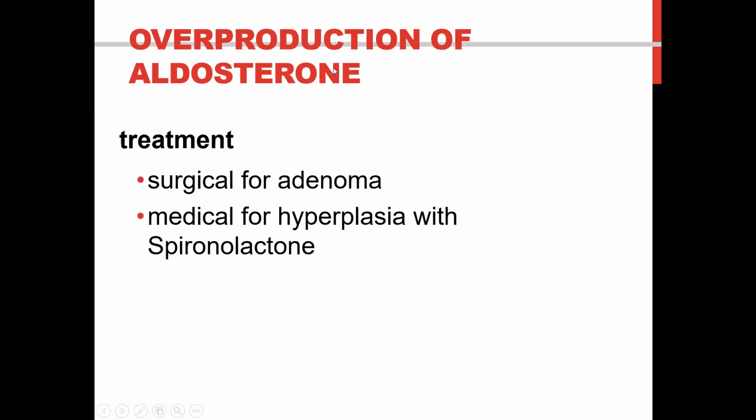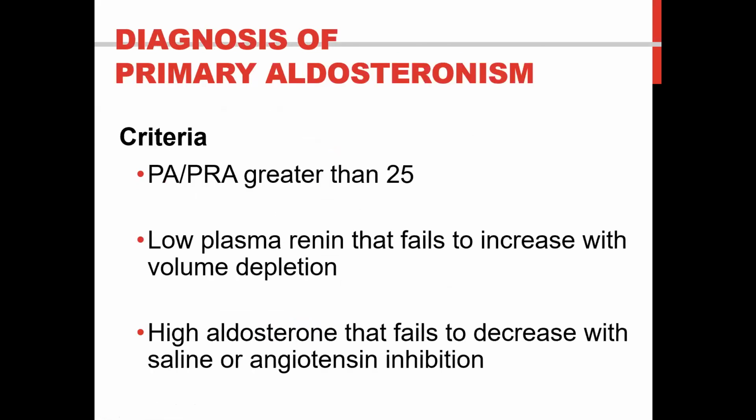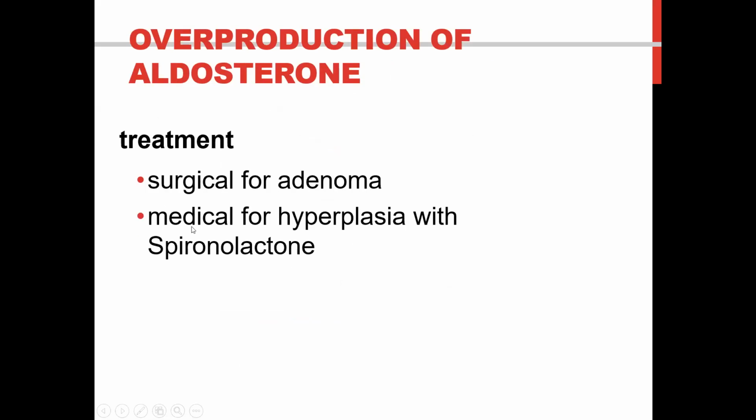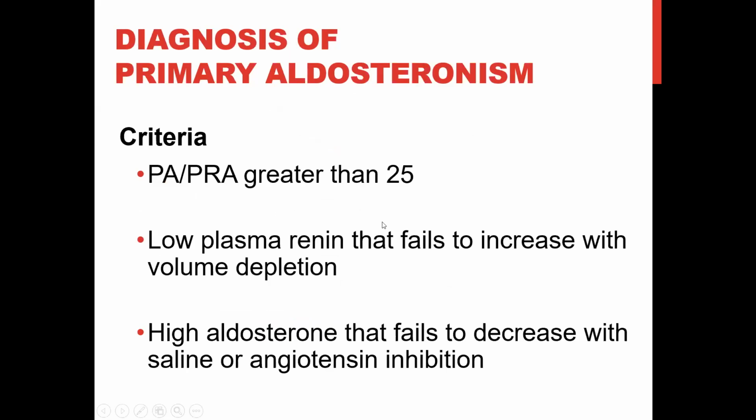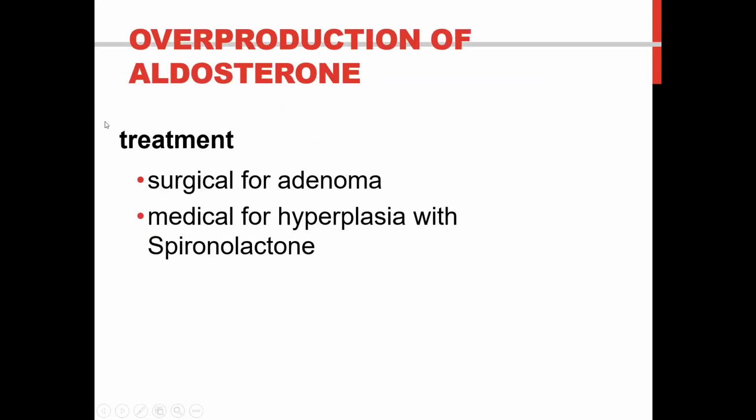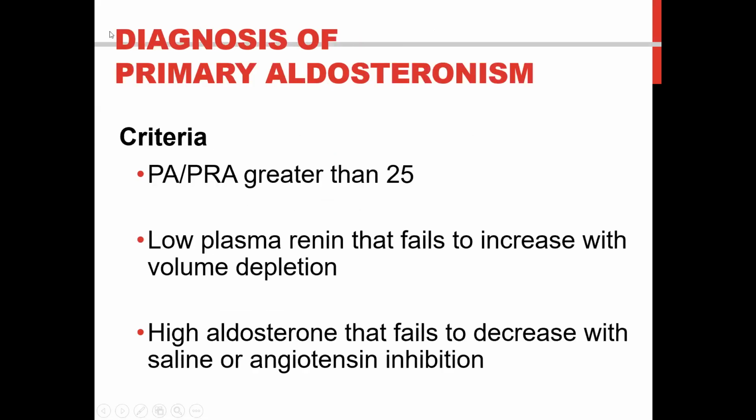For the treatment, we have surgery for adenoma. This is actually just a benign tumor, and for hyperplasia, we can do medical management by giving spironolactone. And okay, class, for your assignment, just read the mechanism of action for spironolactone and its role in preventing hyperaldosteronism. For the diagnosis, we can have the following criteria.